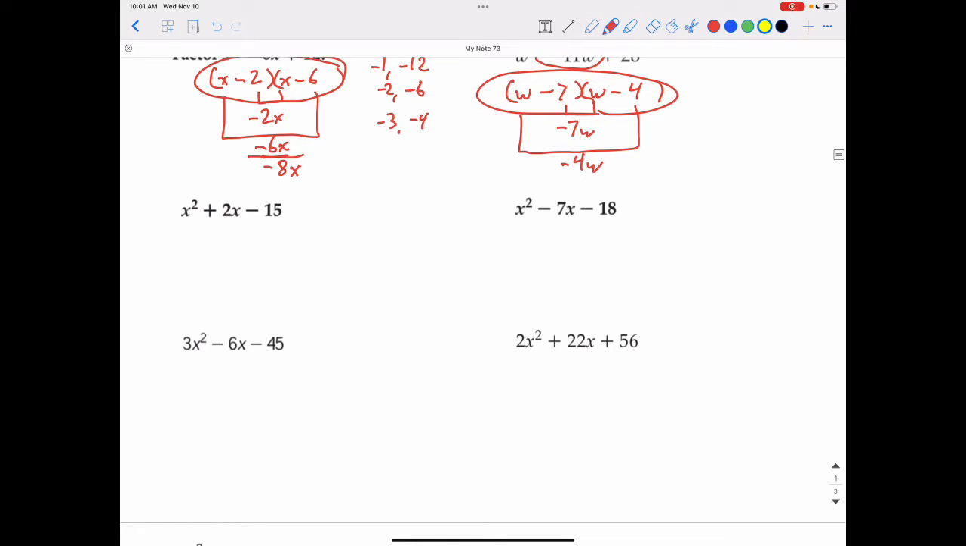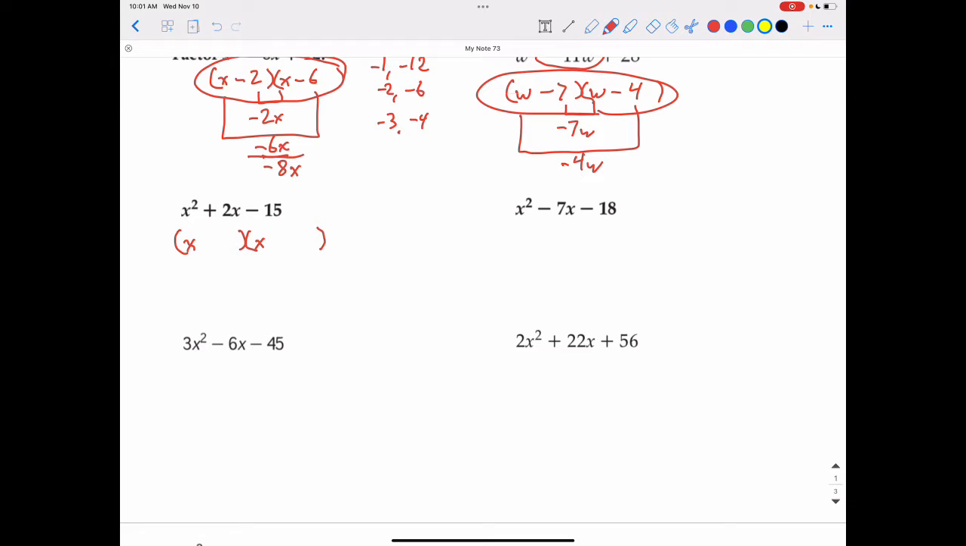X squared plus 2x minus 15. We cannot factor by distributive property again. X squared can be split up as x and x. This time we need factors of negative 15 that add up to 2.